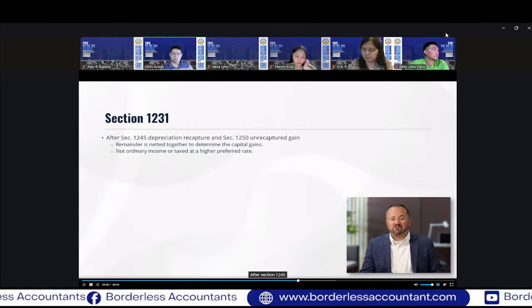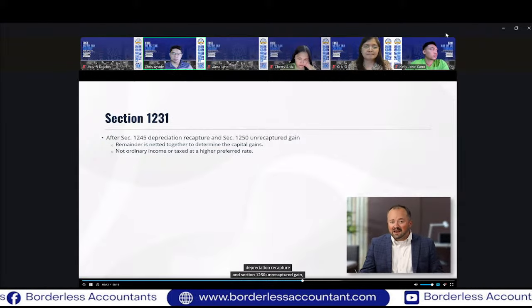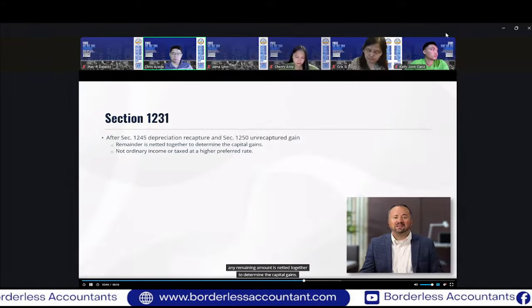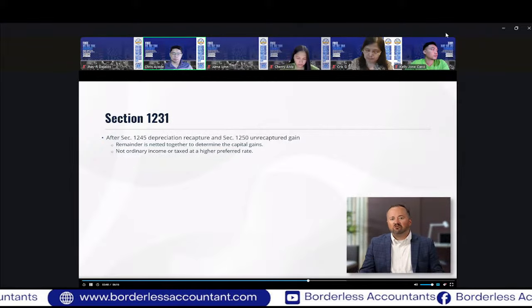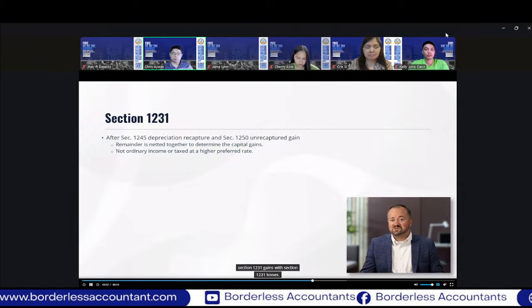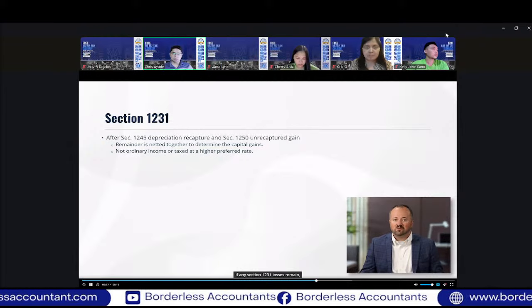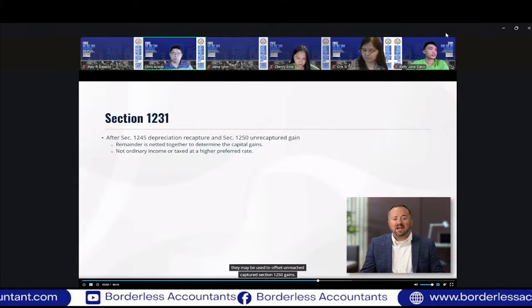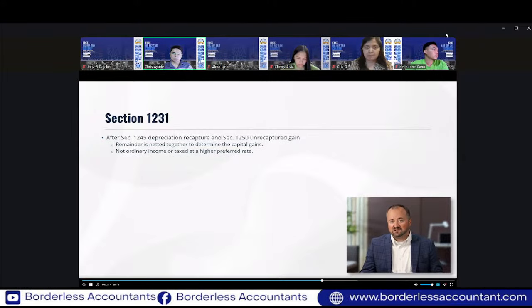After Section 1245 depreciation recapture and Section 1250 unrecaptured gain, any remaining amount is netted together to determine the capital gains. First, the netting process offsets Section 1231 gains with Section 1231 losses. If any Section 1231 losses remain, they may be used to offset unrecaptured Section 1250 gains.